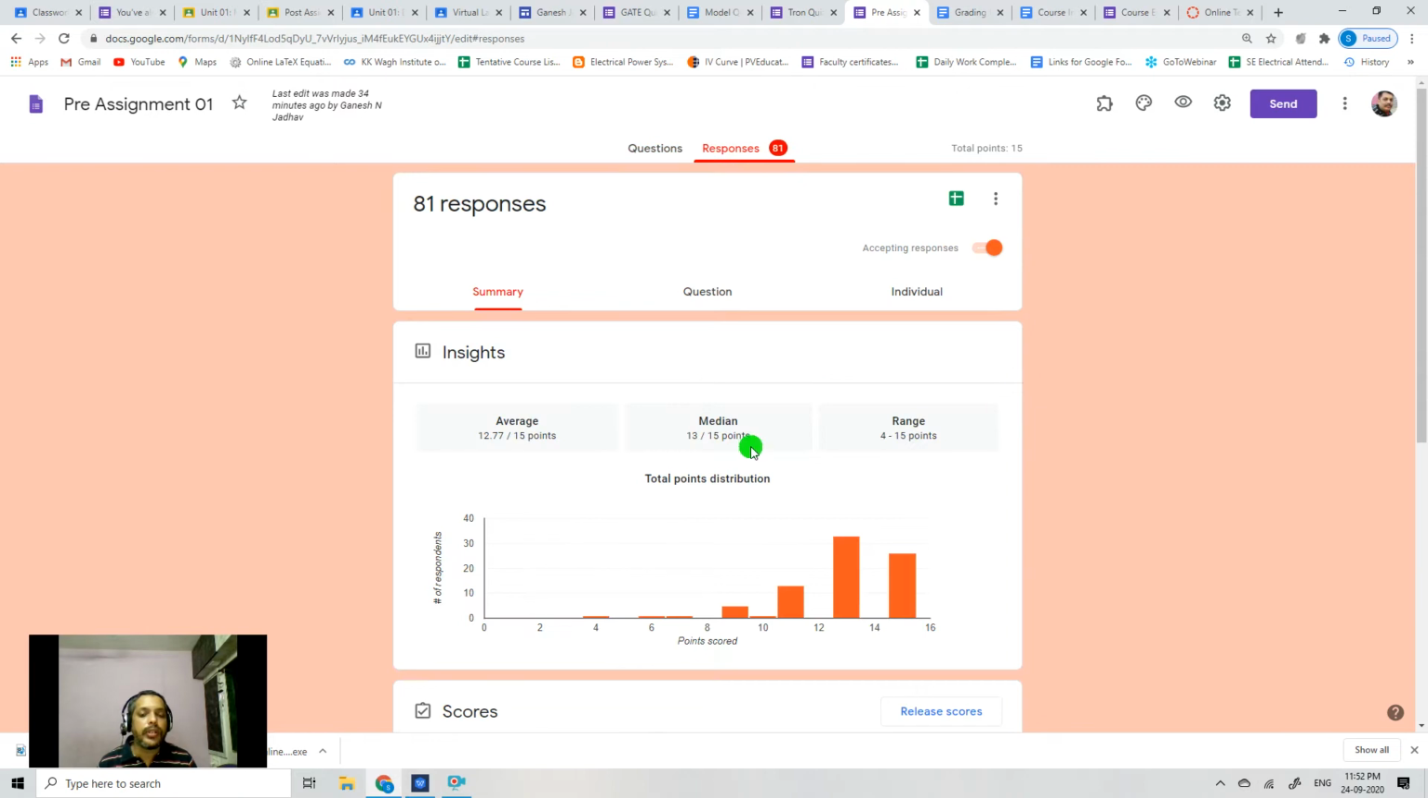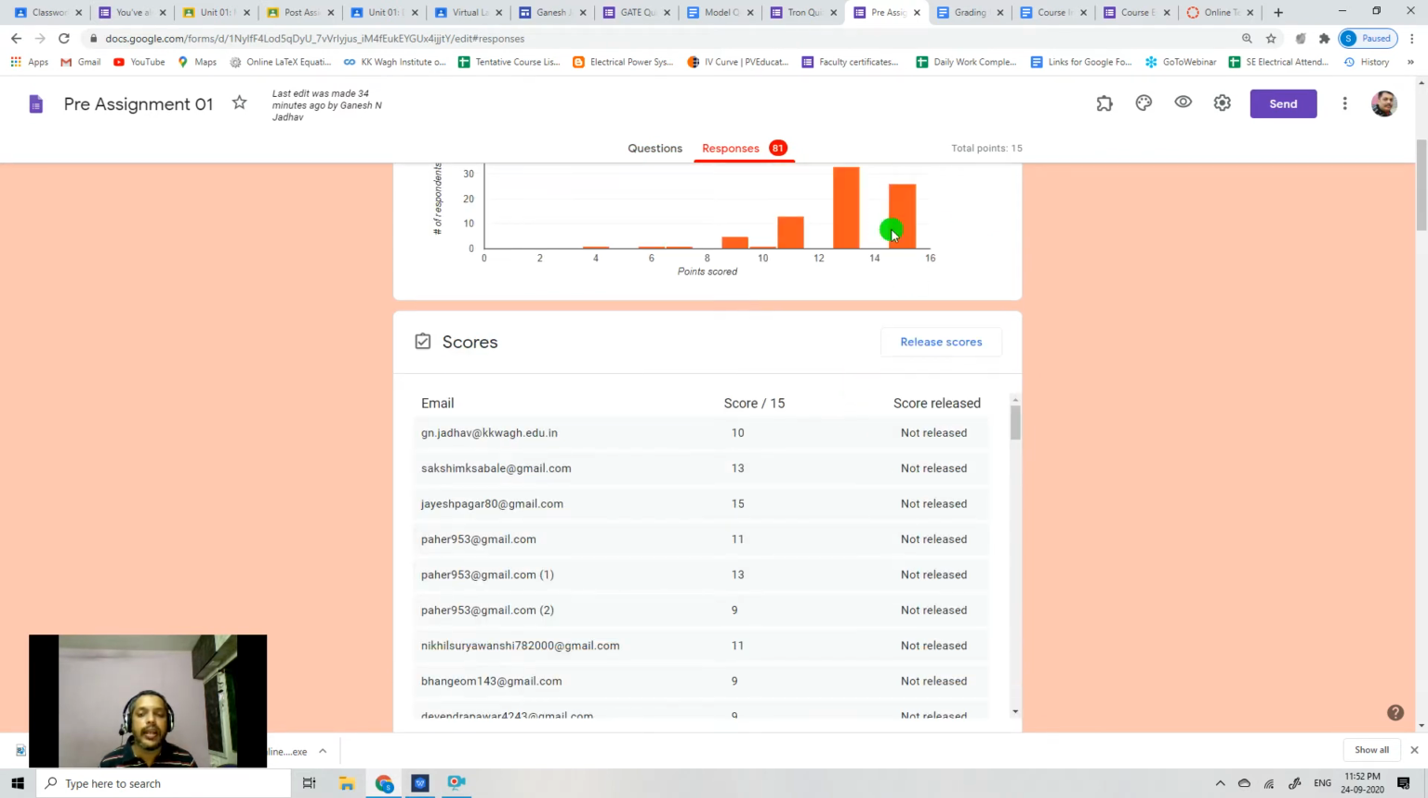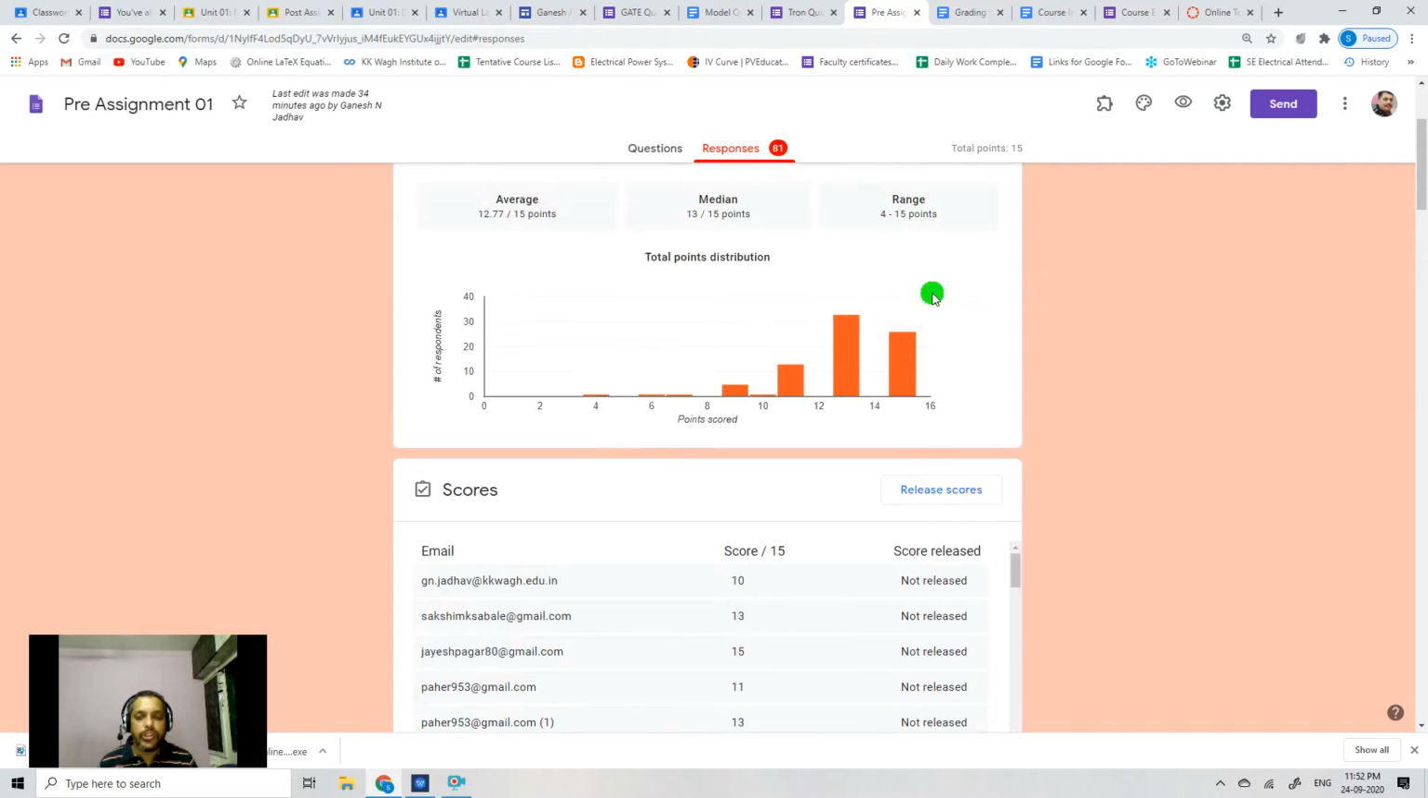Here you can observe the responses of the students, how many grades they have got. Through the histogram I can observe the previous state of the students. So coming again to the classwork.